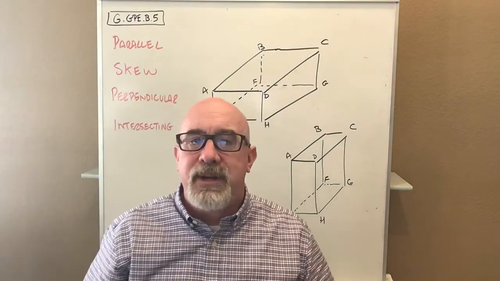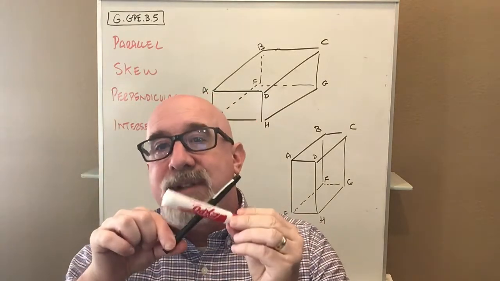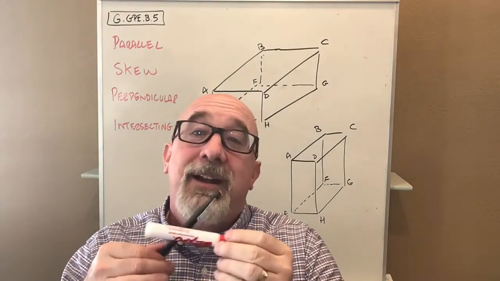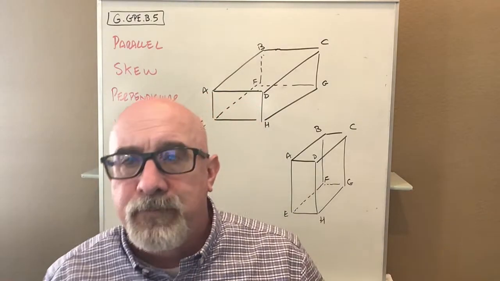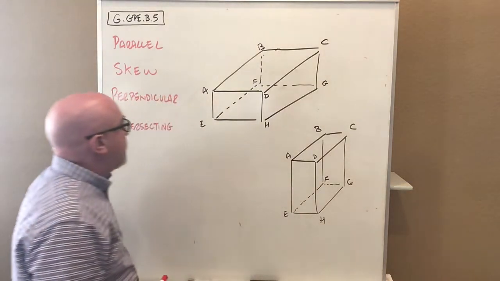And you know what perpendicular means. It means they intersect at 90 degrees. And you know intersecting just means that they are, in this case, not perpendicular, but they intersect somewhere. So let's go through some examples here to make sure that that's clear.